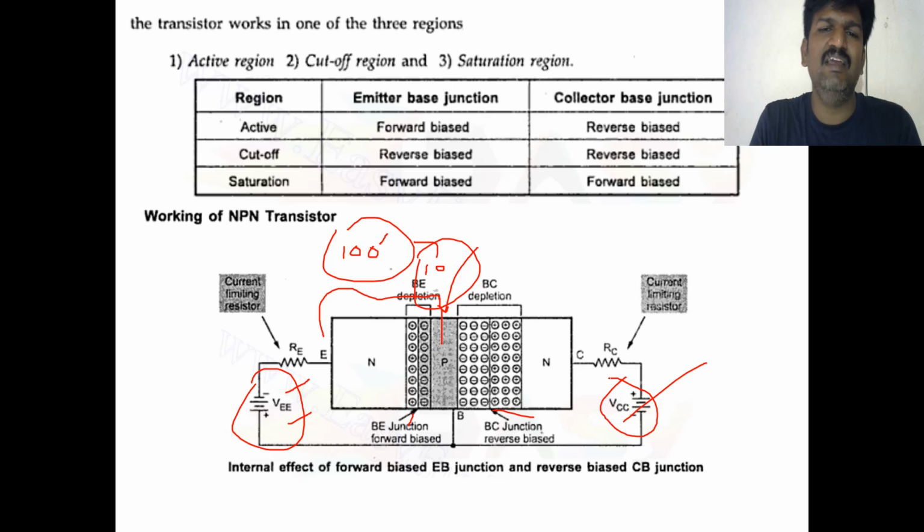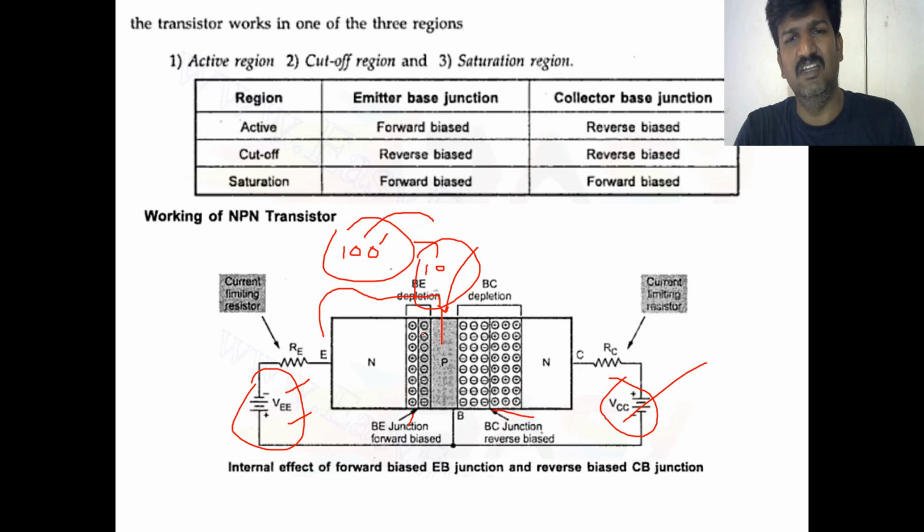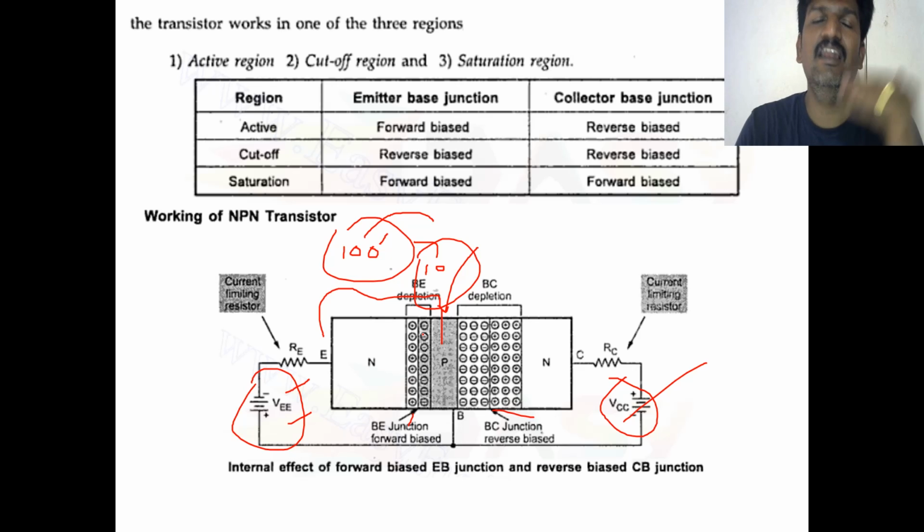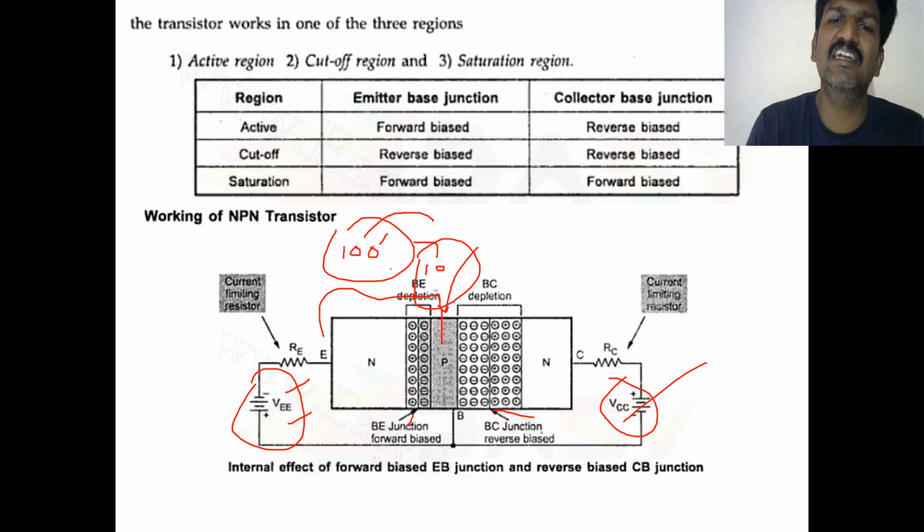But what happens in the action of the transistor? Out of 100 electrons emitted by the emitter, 10 electrons recombine with the majority carriers of the p-type material, giving some current through the base terminal. But what about the 90 electrons? The 90 electrons are going to diffuse to the collector, though the BC junction is reverse biased.